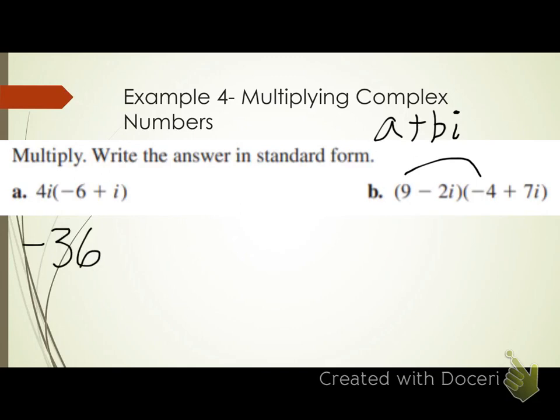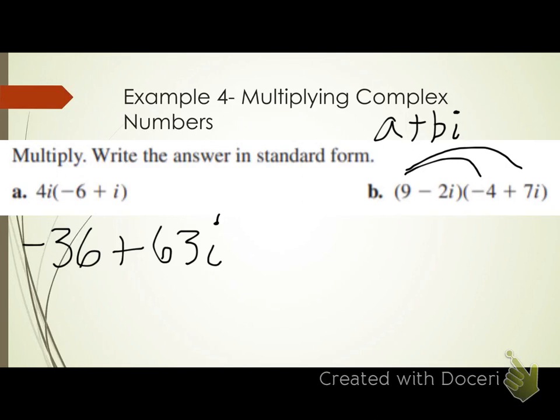What does O stand for in FOIL? Outer. So if I'm looking at my sets of parentheses as a whole, what are the two outer terms? 9 and 7i. So I'm multiplying 9 times 7i. What's 9 times 7i? 63i. Everyone okay with that?